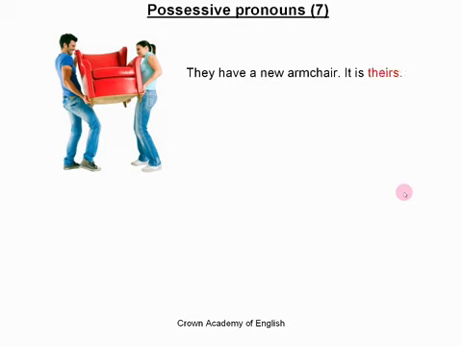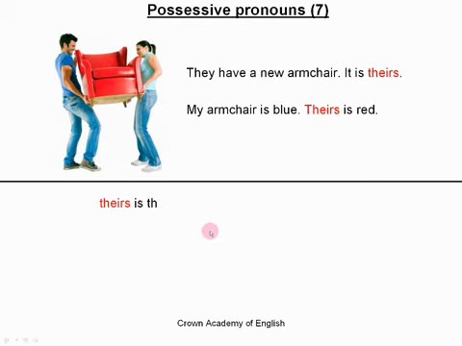They have a new armchair. It is theirs. Another example. My armchair is blue. Theirs is red. So this is the third person plural. Okay, the third person plural. I'm sorry I didn't write it in the title, but it is the third person plural, which means they as the personal pronoun or their plus noun is the possessive adjective.